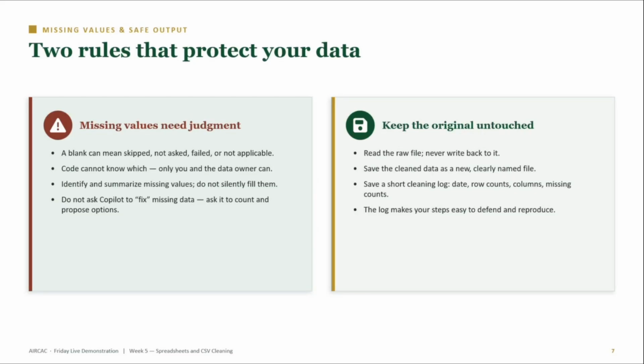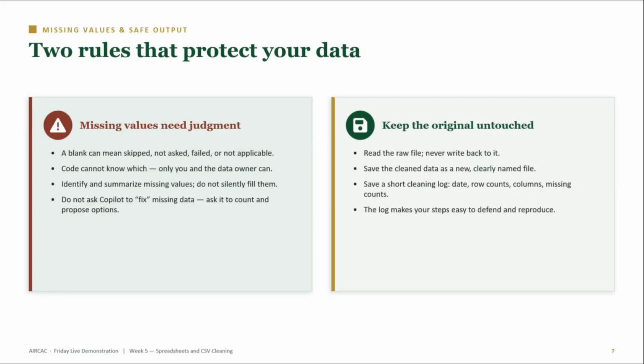So, two rules that protect your data. Rule one: missing values need judgment. A blank can mean skipped, not asked, filed or failed, or not applicable. The code cannot know which. Only you and the data owner can identify and summarize the missing values. Do not silently fill them. Do not ask Copilot to fix missing data.